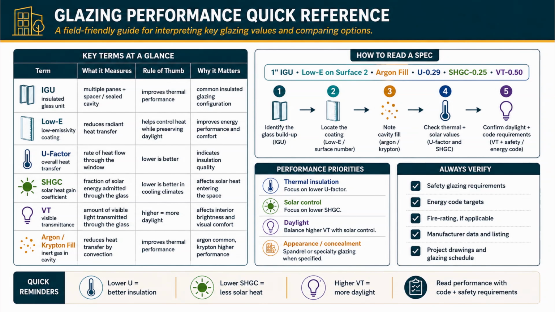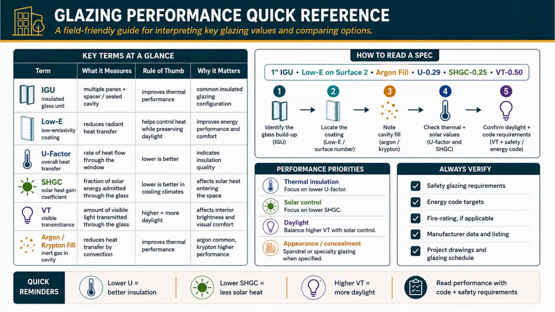What's most useful here is the 5-step method for reading any glazing spec. Step 1. Identify the glass buildup. Is it an IGU, and how many panes? Step 2. Locate the coating, low E and which surface number. Step 3. Note the cavity fill, argon or krypton. Step 4. Check the thermal and solar values, U factor and SHGC. Step 5. Confirm daylight and code requirements, VT plus safety and energy code. Run those 5 steps on any spec and you'll never be lost.